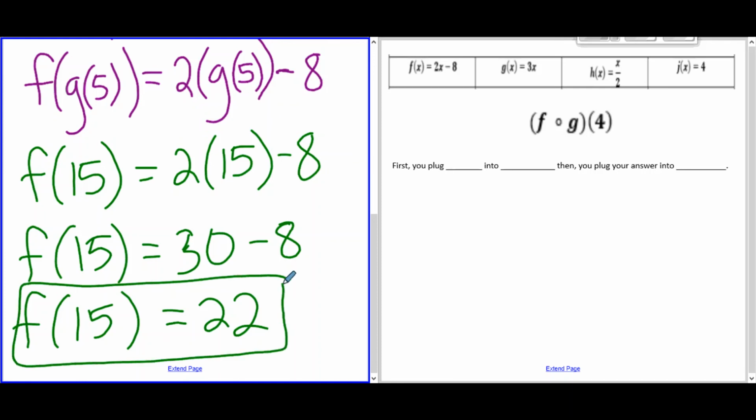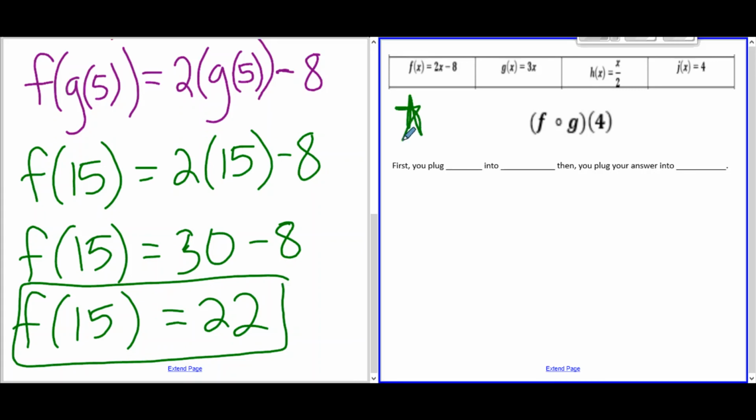So I'm going to leave this one up there. I want you to try the one here on the right. So pause the video, give that one a try. So hopefully you paused the video, tried the one on the right. If you have questions, again, you can ask me through email, Google Classroom, or Remind.